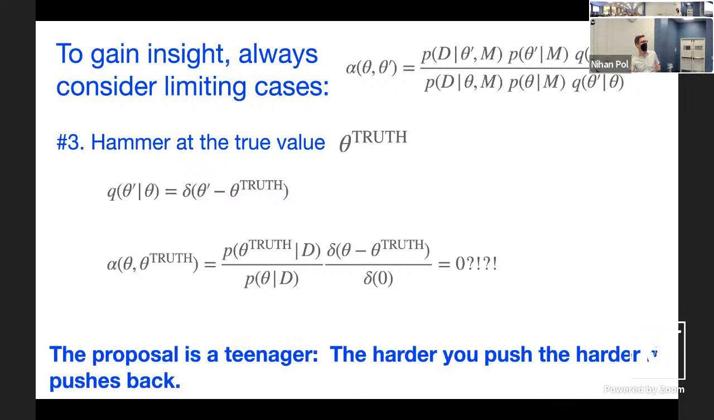And so the way I like to think about this is that a proposal distribution is kind of like a teenager, where the more and more that you encourage them to do something good, the more and more they will resist you in doing something good. I currently have 2 teenagers. This is really hitting me deep these days.